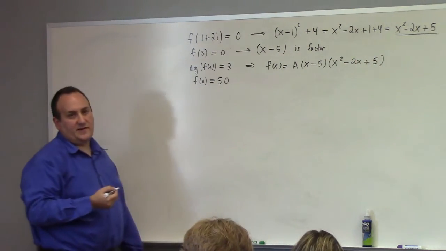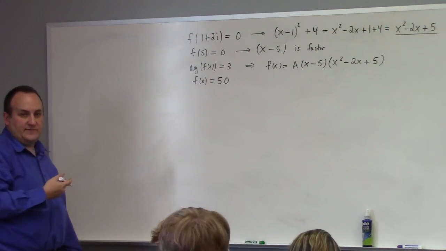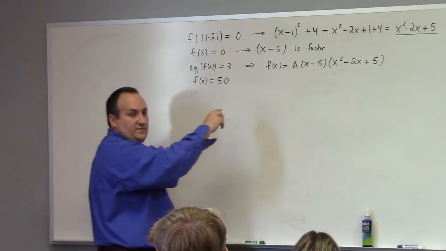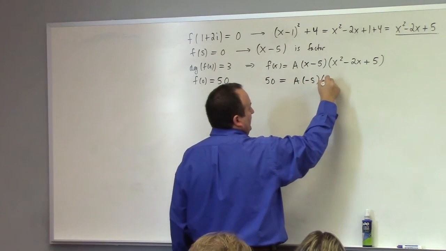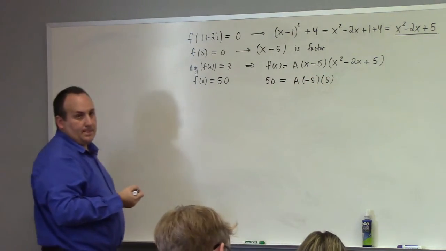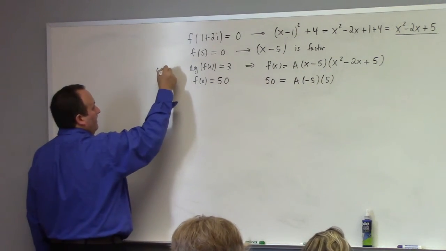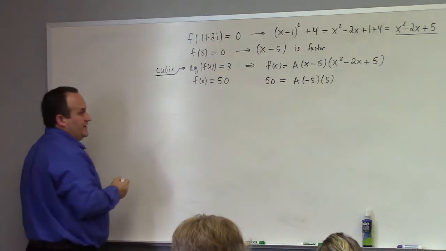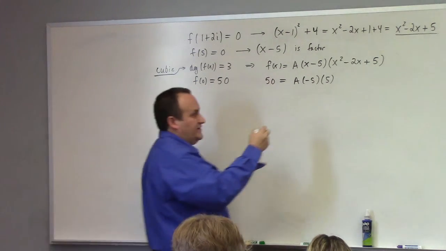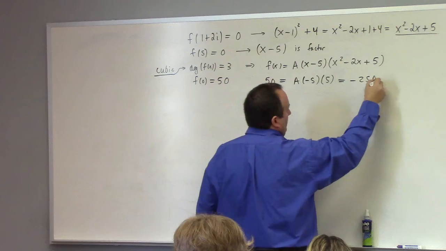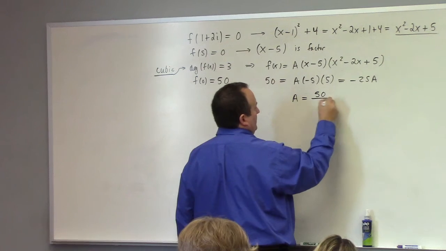Annoyingly, I have asked you to find the standard form, right? So we're not done yet, right? Now we haven't used this yet, right? So 50 is equal to a times minus 5 times 5, plugging in 0, right? How do we get degree 3? Cubic. Cubic means that. So that's a times minus, so that's minus 25a. So a is equal to 50 over minus 25.